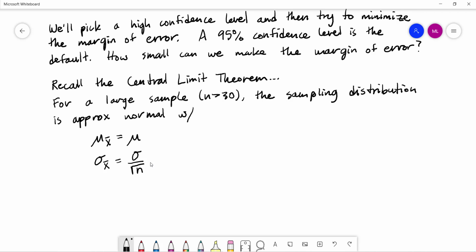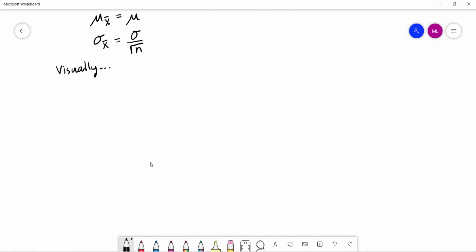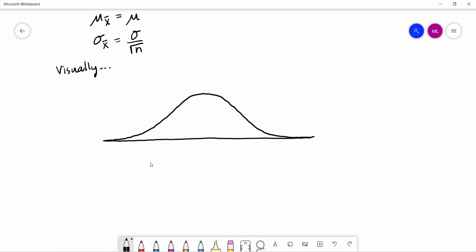So in this case, what we're saying is visually the following is happening. And this is going to be a picture that we're going to draw a lot. So here is my normal distribution that is my sampling distribution. It's a normal distribution with a random variable equal to x bar, right? X bar is the sample mean.